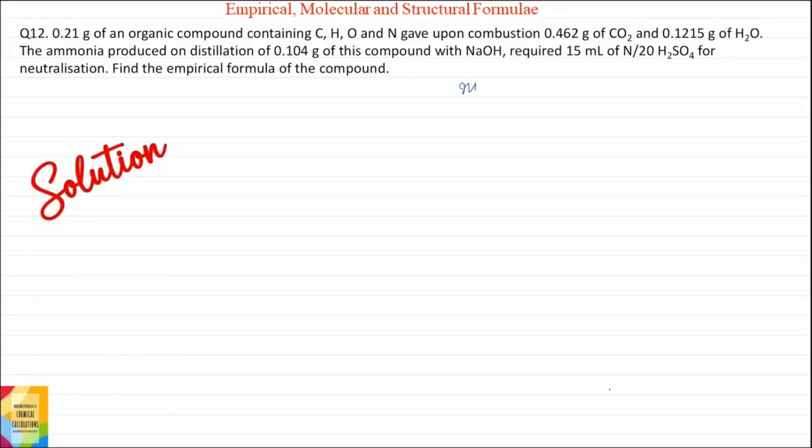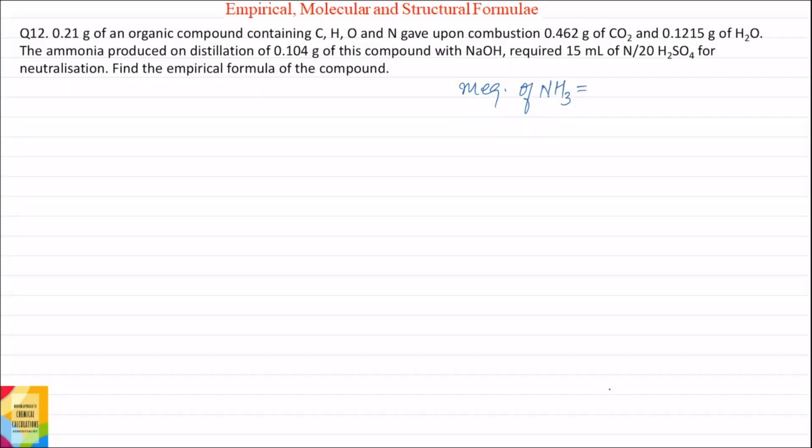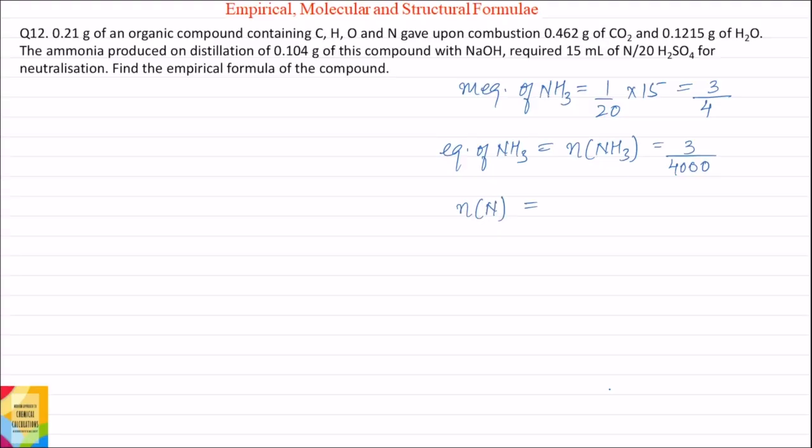So first of all, milli equivalents of ammonia is equal to milli equivalents of H2SO4, that is 1 by 20 into 15, and this is equal to 3 by 4. So milli equivalents of ammonia is equal to 3 by 4, or equivalents of ammonia, which is also equal to moles of ammonia, will be equal to 3 by 4000. Now 1 mole of ammonia contains 1 mole of nitrogen. So moles of nitrogen will be equal to moles of ammonia, that is 3 by 4000 moles.